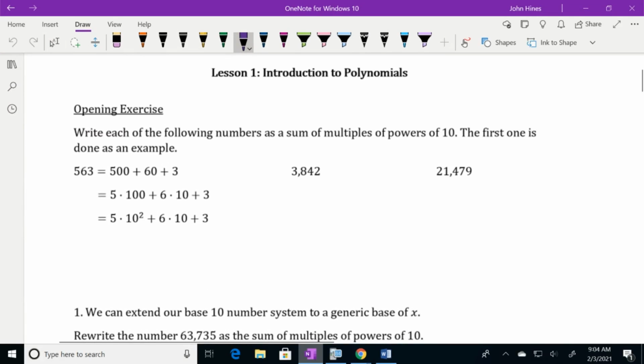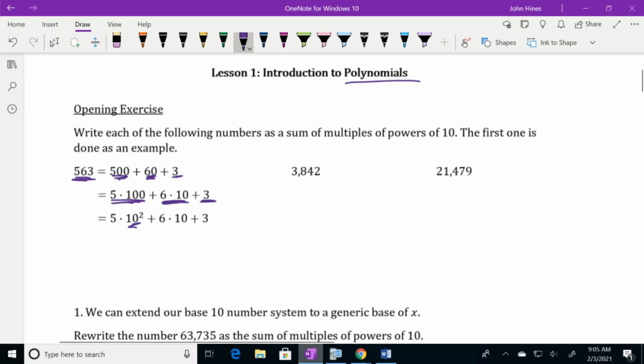So before we start with polynomials and talk about what those are, let's take a trip back to 5th grade and understand our base 10 number system. So what we need to understand is, what is 563? 563 is really 5 hundreds, 6 tens, and 3. And our number system is base 10. What does that mean? Well, what is 100? 100 is really 10 squared.